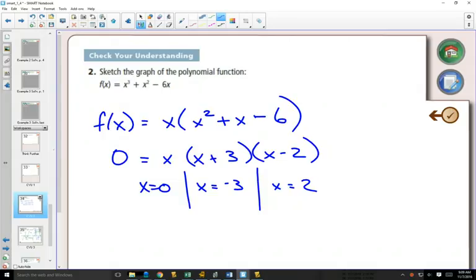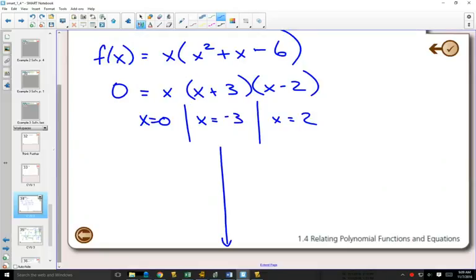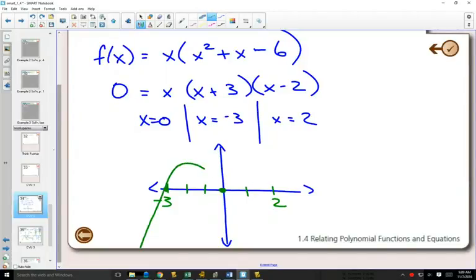This is an x cubed graph, which means it acts like a line with a positive slope. So we would have -3, we would have 0, and we would have 2. We have a y-intercept, but it's already at our x-intercept, so you don't have to actually figure it out further. And since it acts like a positive x cubed, like a line, this would be our final graph.